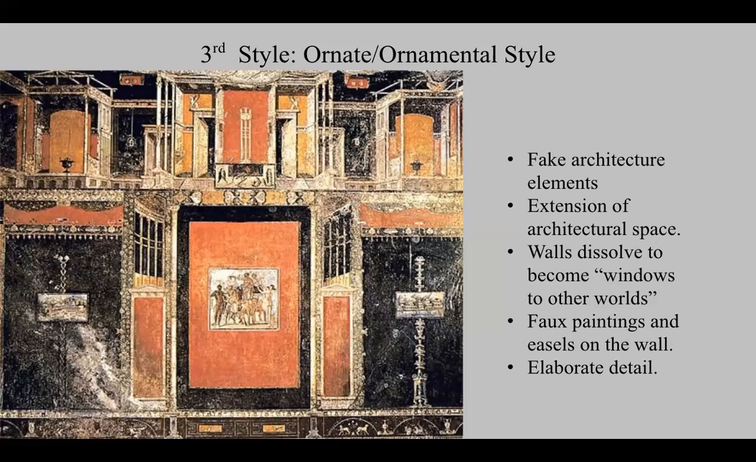So these strange looking things here are easels holding up paintings. And then it would also have things that look like frames with paintings hanging on the wall. So the paintings were actually on the wall. They were painted on the wall, not hanging on the wall. Okay, so all of this would be a smooth, flat wall, and it's all illusionistic. It's all faux. So this one has a lot of detail.